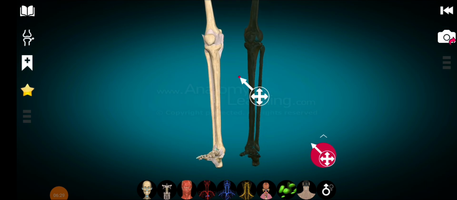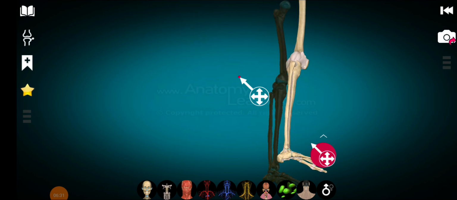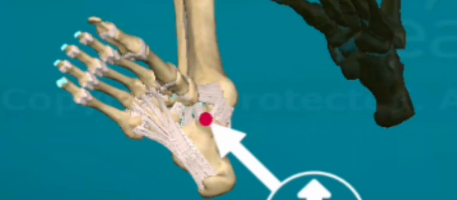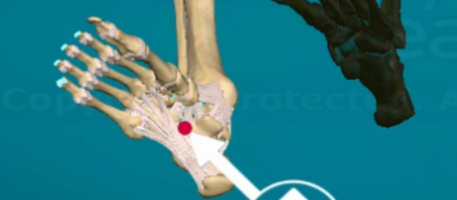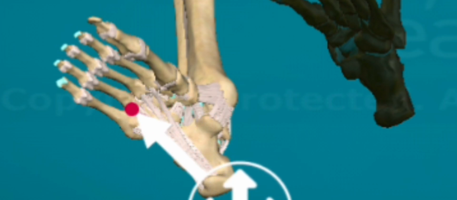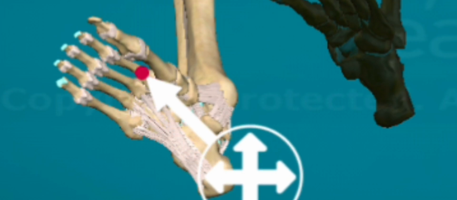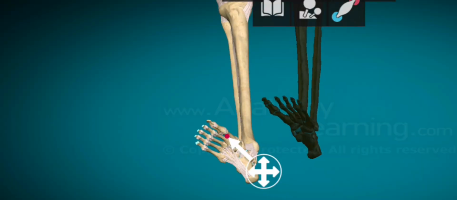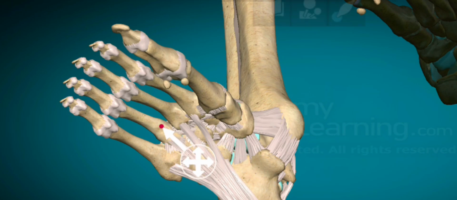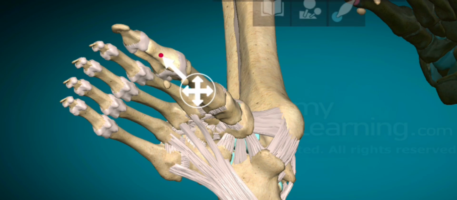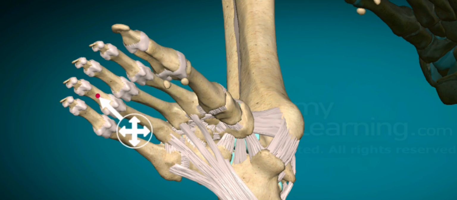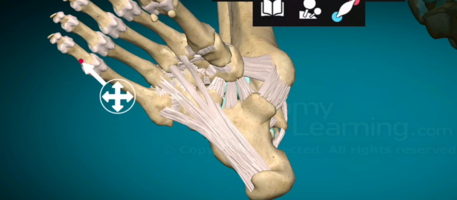Going to the foot bones. As you all know, there are tarsal bones, which are 7 in number. The tarsal bones are connected with the metatarsal bones, which are 5 in number. You can see over here, these are the metatarsal bones. And there are other bones called the proximal phalanx. You can see over here, these are the proximal phalanx. This is the first proximal phalanx, this is the second, this is the third, this is the fourth, and this is the fifth.